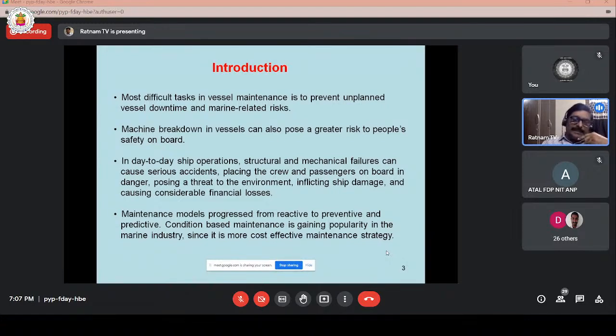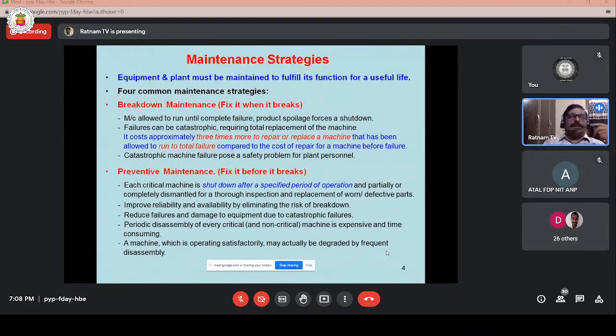Maintenance models in the present scenario have changed. Earlier, we used to maintain the shipboard machinery through short refit and major refit like that. So in 6 months, 1 year, 5 years like that, we had to shut down for a scheduled period. Whether the machine is down or not, we used to carry out that type of model. Now, maintenance models progress from reactive to preventive as well as predictive maintenance. Condition-based maintenance is one of the predictive maintenance techniques gaining popularity in the marine industry these days. It is a very cost effective and strategic maintenance strategy followed today.